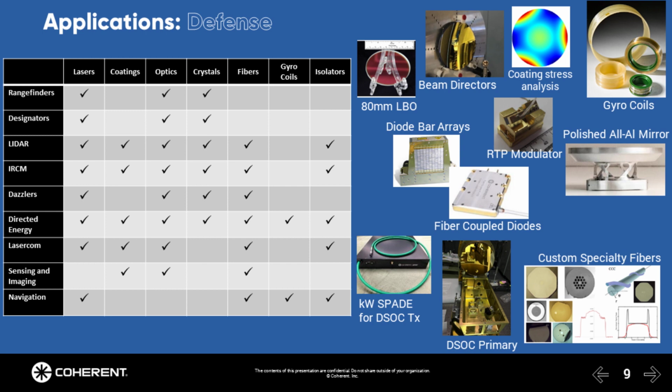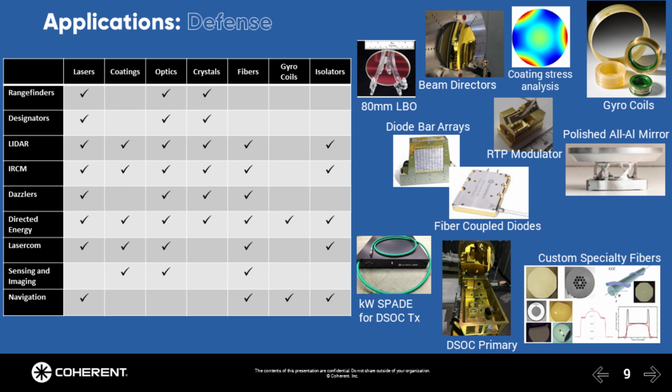Oftentimes these LiDAR systems are quite high repetition rate, tens to hundreds of kilohertz, tens of watts of average power, and nanosecond class pulses. And to do that, usually you'll use something like a neodymium vanadate crystal, or perhaps a fiber amplifier to achieve those high energies and high average powers that are needed for LiDAR systems.